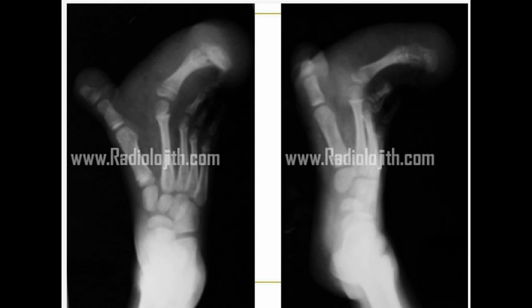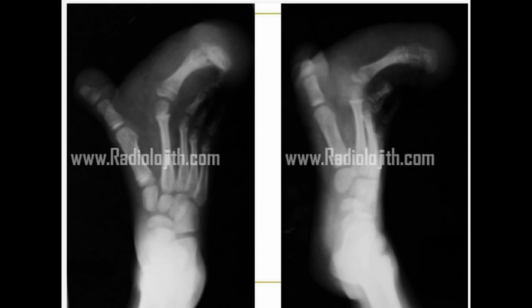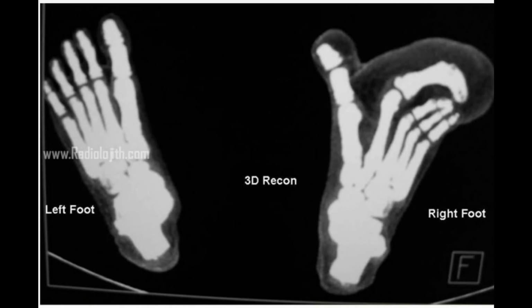In discussion, macrodystrophy lipomatosis is a rare congenital non-hereditary form of localized gigantism of the second and third digits. Usually the foot is more commonly affected than the hands, with progressive overgrowth of the affected bones and soft tissues from birth to puberty. The overgrowth of the affected areas usually ceases after puberty. It is usually unilateral with local fusion of the soft tissues or bones, which is called syndactyly, or you might have altered curvature, which is called clinodactyly, or they may have increased incidence of polydactyly.